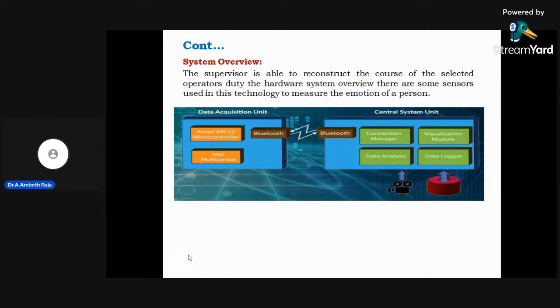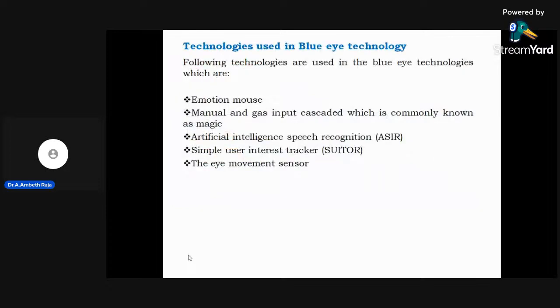In the main components of the system overview in Blue Eyes Technology, the supervisor is able to reconstruct the course of the selected operator's duty. There are some sensors used in this technology to measure the emotions of persons. The following technologies are used in Blue Eyes Technology: emotion mouse, manual and gaze input cascaded, which is commonly known as MAGIC, artificial intelligence speech recognition, simple user interest tracker, and the eye movement sensor.